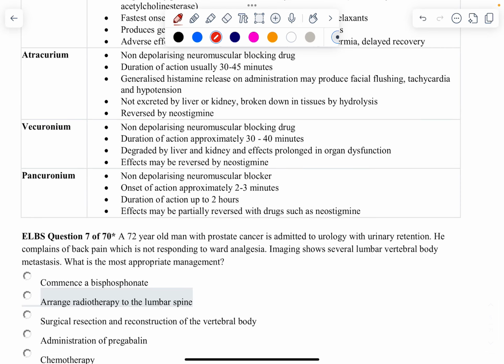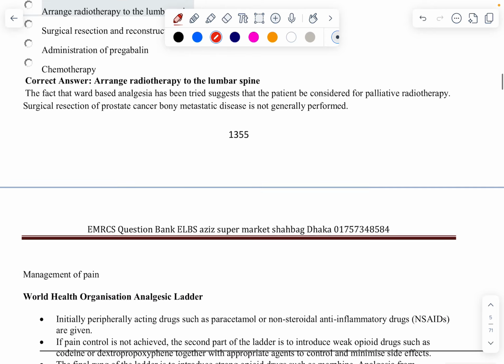A 72-year-old man with prostate cancer is admitted to urology with retention and complaints of back pain, not responding to ward analgesia. So this patient is not responding to simple analgesia and has lumbar vertebral metastasis. So the appropriate treatment is radiotherapy to the lumbar spine. This is one of the painkillers.